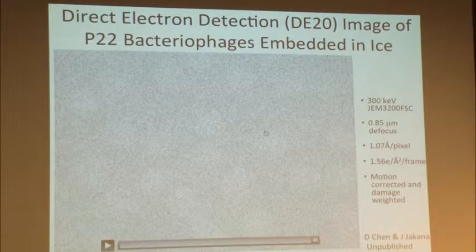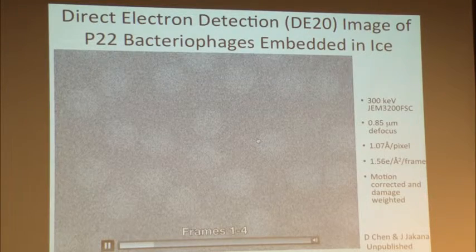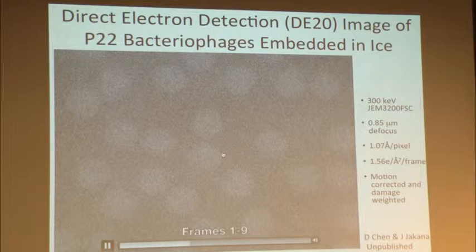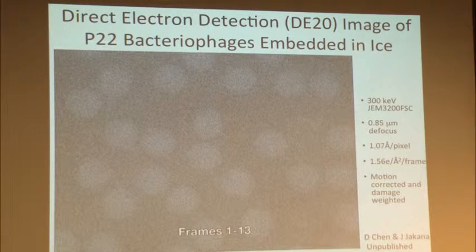Now, I'm going to show a movie with an increasing number of frames after I realigned them. As you can see, as I have 5 frames, 6 frames, something will pop out because the statistics start building up, and things get sharper and sharper and sharper.